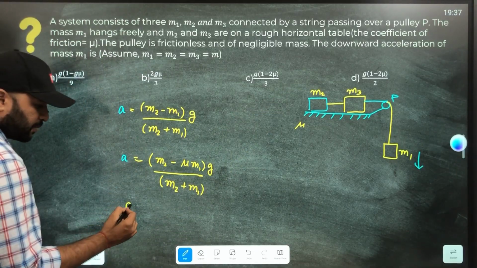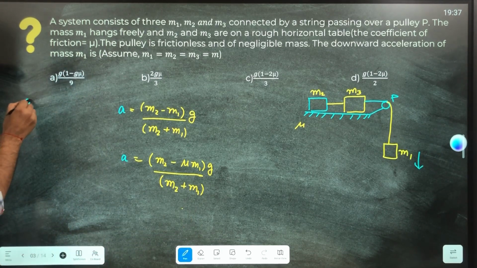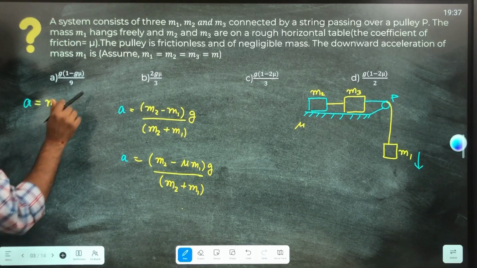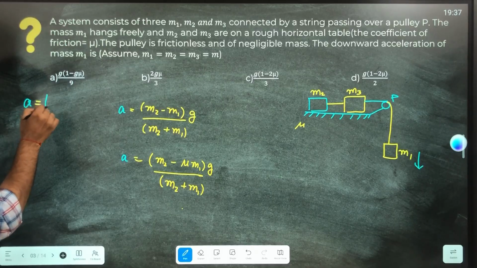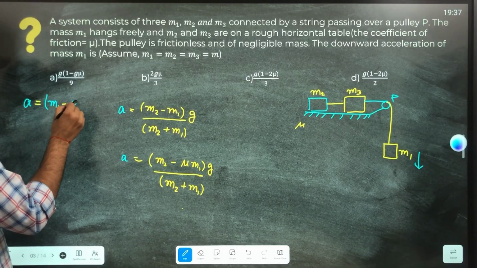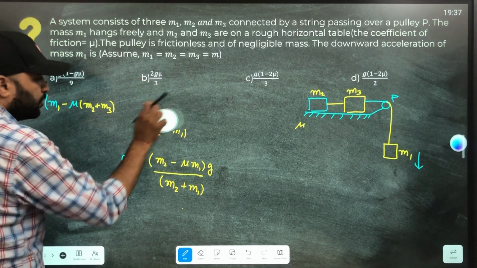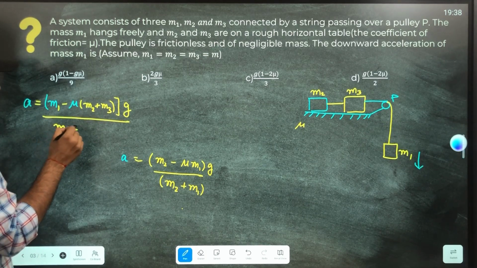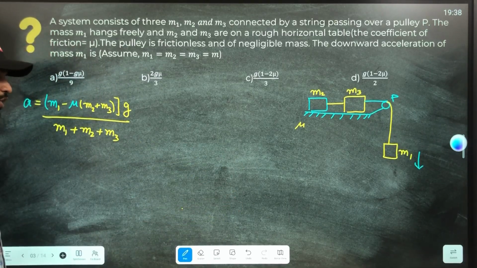In that case, the same expression A will take the form m2 minus, okay, let me just write it over here so that I can remove the previous one. Now, which one is freely hanging over here? M1. So let me just straight away put here M1 minus, which one are on the rough surface? M2 and M3. So mu times M2 plus M3. I hope you have understood this. Into G whole divided by adding all the three masses M1 plus M2 plus M3. I hope this is clear. We can directly find it for this scenario.